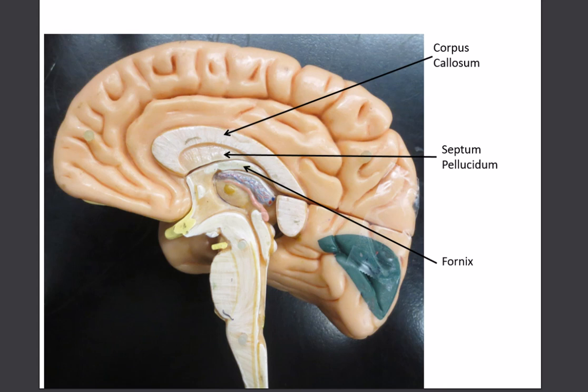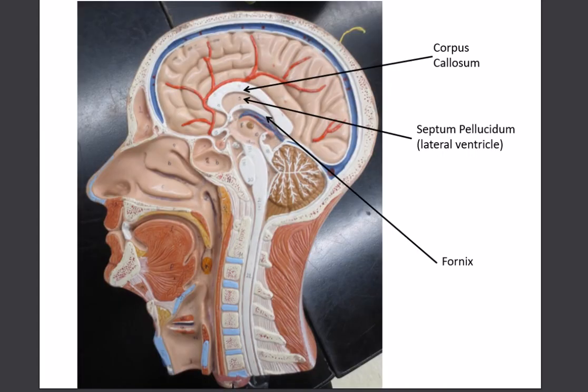Here's another model. Same thing, guys. It's just a different patient. Right here we can see the corpus callosum, septum pellucidum, and the white line over there, the fornix. No matter what model I gave you, even if they were different models, they would all look like that.